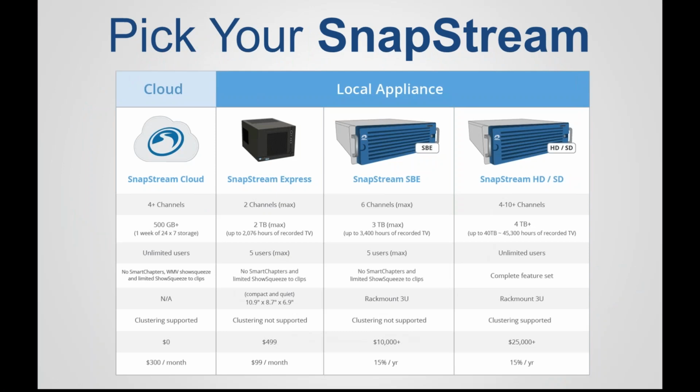SnapStream Express, it's a small box. It's not a server. It's this small little box. It's not loud. It doesn't require cooling. It's not an enterprise piece of hardware, but it's more of a prosumer appliance. It can record 2 channels at the same time, and it has 2 terabytes of storage. And it's $499 upfront and $99 after that. So basically, we've taken all the features from SnapStream Enterprise, and we've distilled it down to this, $499 and $99 per month box that can record 2 channels.